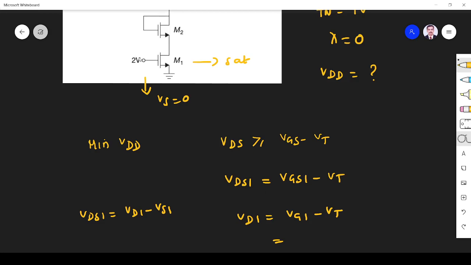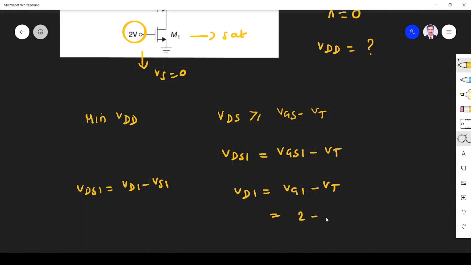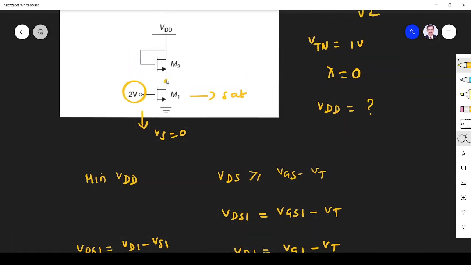So VG1 they have given, it is 2 volt. VT in the problem they have given, threshold voltage is 1 volt. So VD1 is 1 volt. This we had to find. So VD1 is 1 volt means here, at the drain terminal, it is 1 volt. This we have found for the minimum saturation condition. So VG given, VD we found, VS is 0.